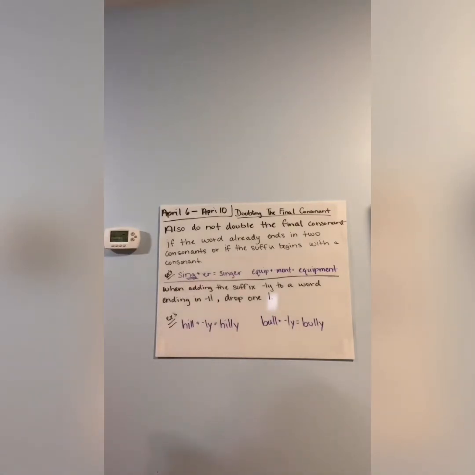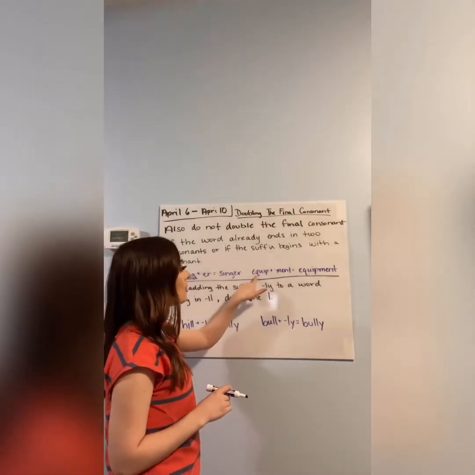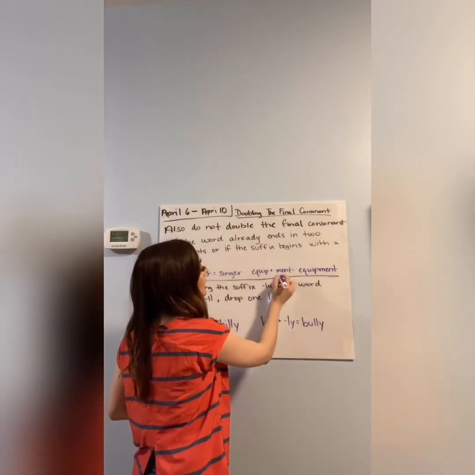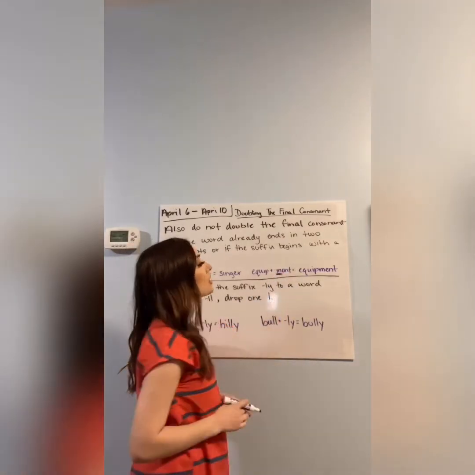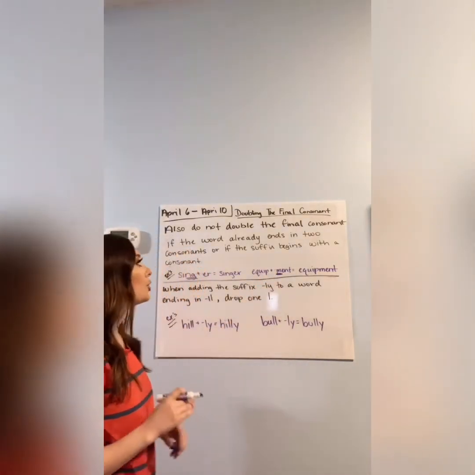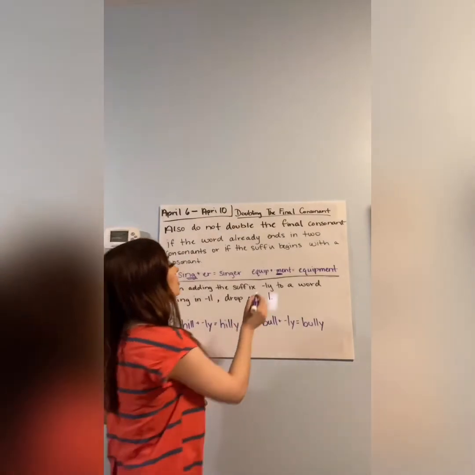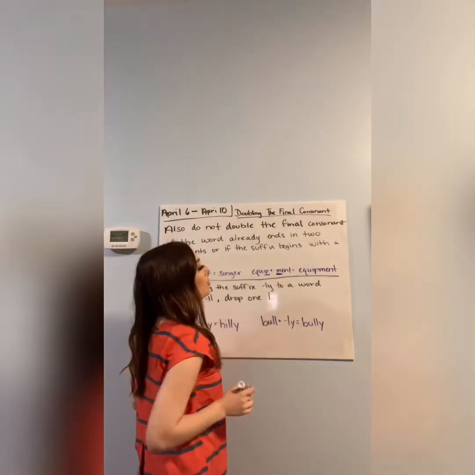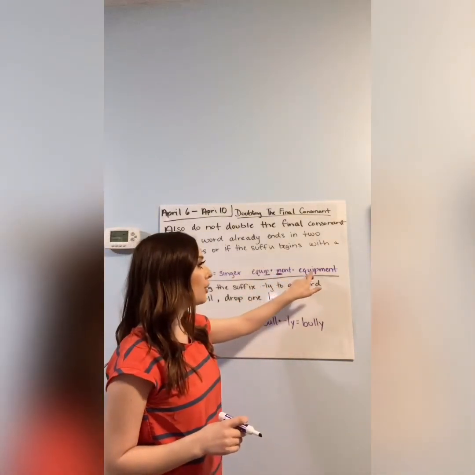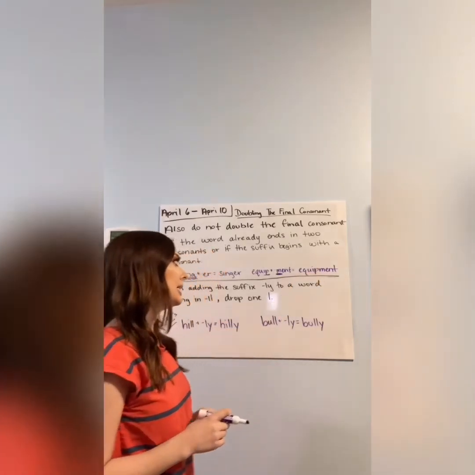Okay, then it goes on to say, you also do not double the final consonant when the suffix begins with a consonant. So if you look at your second example, equip, well, that's your word. If you look at the suffix, you can see that it begins with a consonant because M is a consonant. So since your suffix begins with a consonant, you would not double your final consonant in the word equip. You would not double that P. So when you put the suffix with the word, it'd be equipment, E-Q-U-I-P-M-E-N-T.